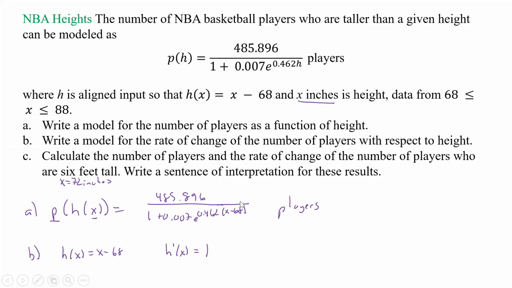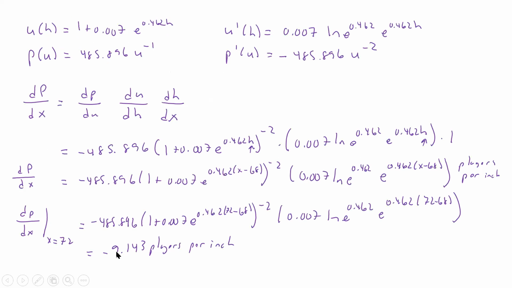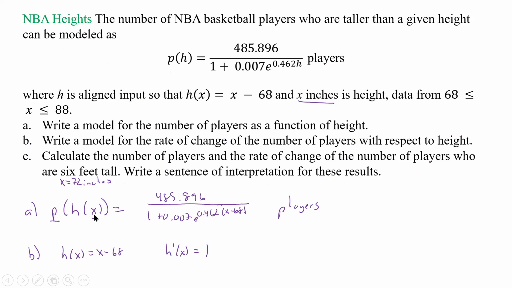And so let's go ahead and do the next page then. That was the P of H of X, P of H of 72 is equal to 465.226, and so that's roughly 465 players. Okay, so that would be that part. So we got the players, we've got the players per inch, and we've got, of course, our function here, our dp dx, that we had to plug it into, and then we got our a part here too.